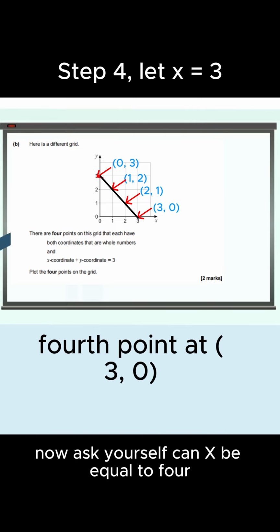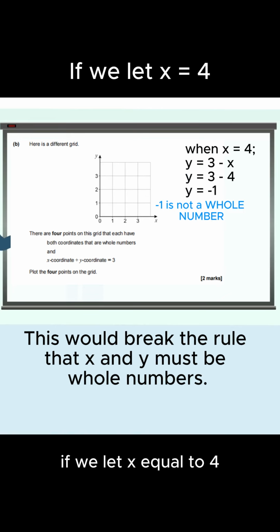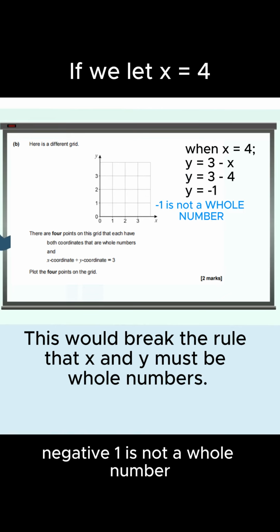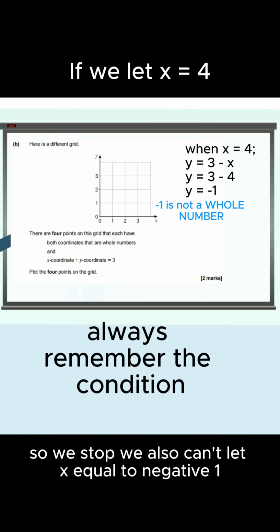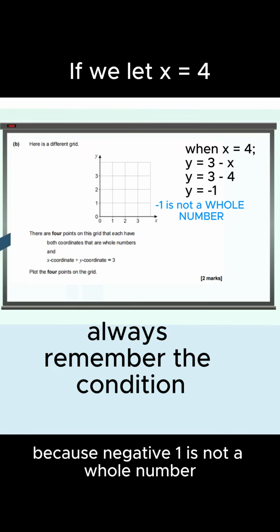Now ask yourself, can x be equal to 4? If we let x equal to 4, then y will be negative 1. Negative 1 is not a whole number, so we stop. We also can't let x equal to negative 1 because negative 1 is not a whole number.